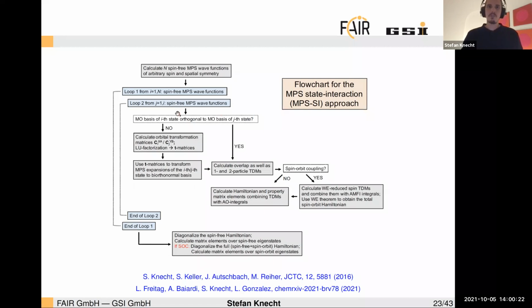And so the flow chart for this kind of approach would be, we loop over spin-free or scalar-relativistic MPS wave functions. We check whether the MO bases of the various states are orthogonal to each other. If they're not, we transform one of them to the bi-orthonormal basis. And then once we're in this bi-orthonormal basis, we counter-rotate the MPS wave function, and now we can compute the overlap matrix and the transition density matrix efficiently in that basis. And that also allows us then to compute spin-orbit coupling matrix elements in that basis. And once we have done that, we have the spin-free Hamiltonian plus the spin-orbit coupling matrix elements, and we can construct the spin-orbit coupled basis in that representation.